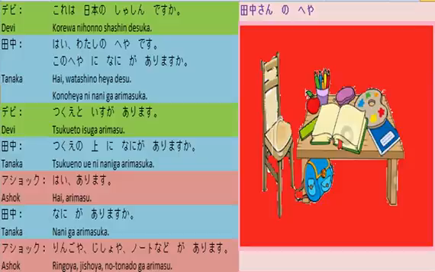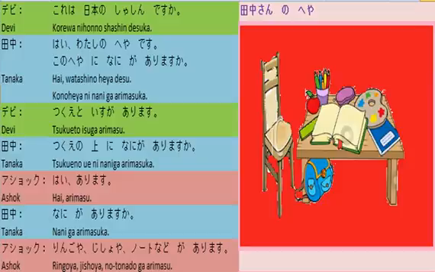And Miss Tanaka responds, Hai, watashi no heya desu. Kono heya ni nani ga arimasu ka? Yes, watashi no heya. Watashi means I. No is the connecting particle. Heya is room. So watashi no heya desu is my room.